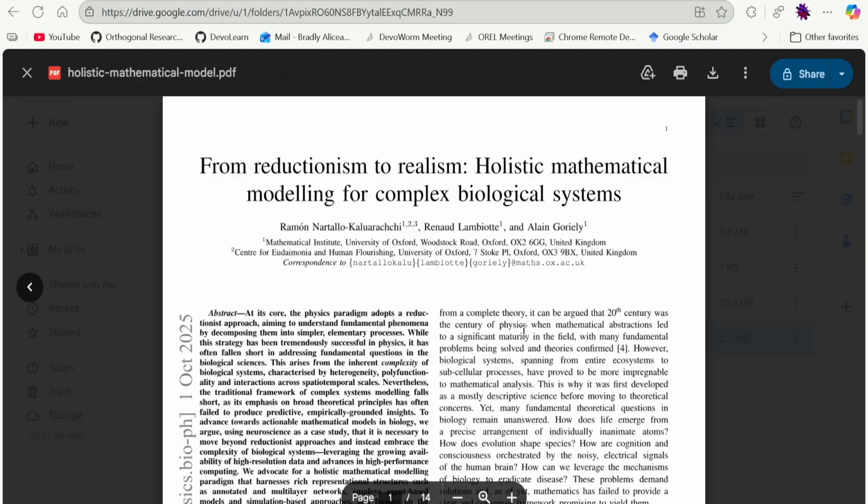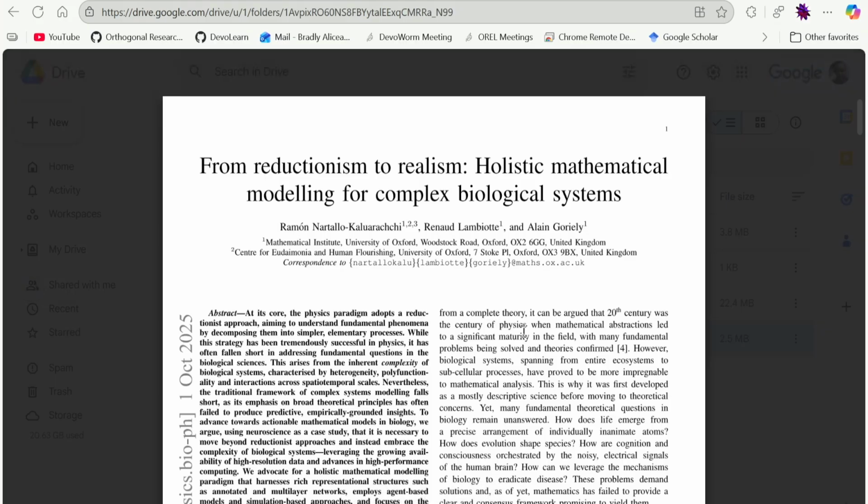So I wanted to finish up with this paper. This is a newer paper that came out on the archive. It has Renaud Lambiotte and Elaine Garelli, who does this stuff with physics, biophysics, and physical aspects of the brain and things like that. And Renaud Lambiotte does a lot of network science stuff. So these are good people for this paper because this paper is titled From Reductionism to Realism, Holistic Mathematical Modeling for Complex Biological Systems.